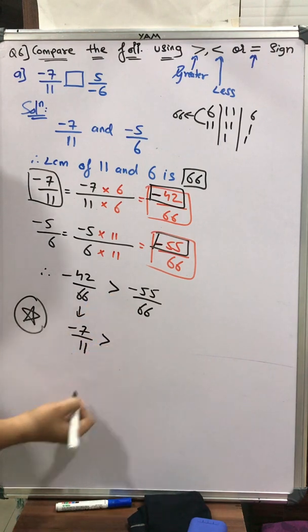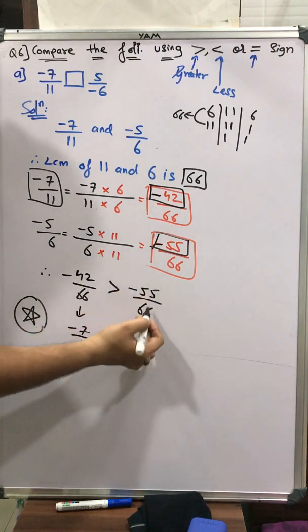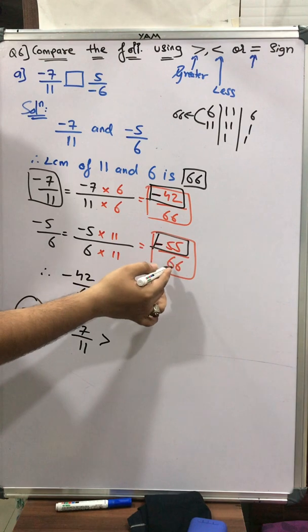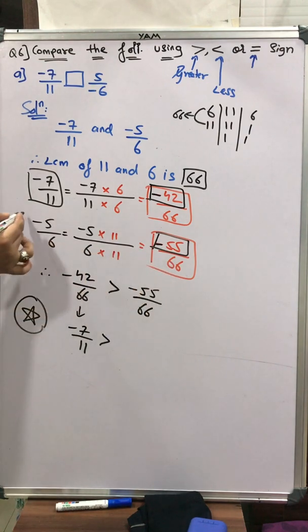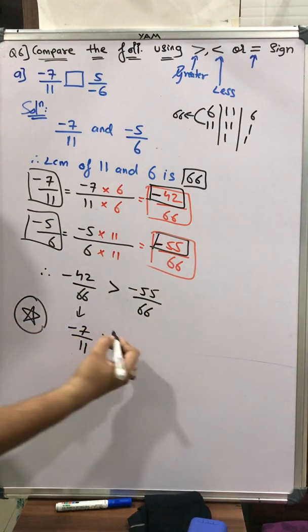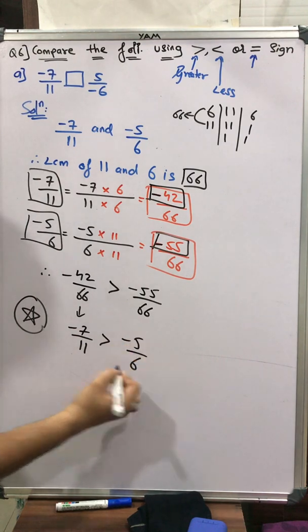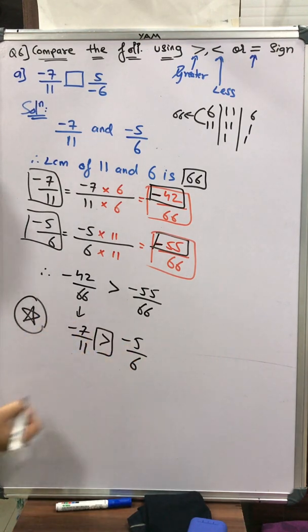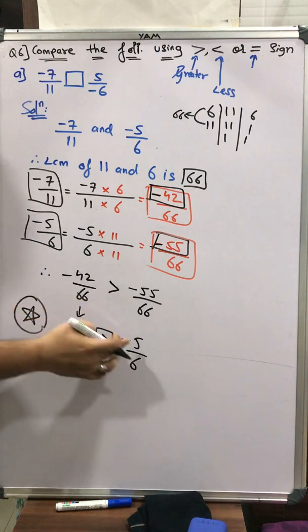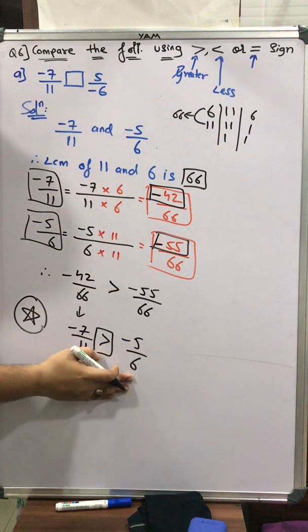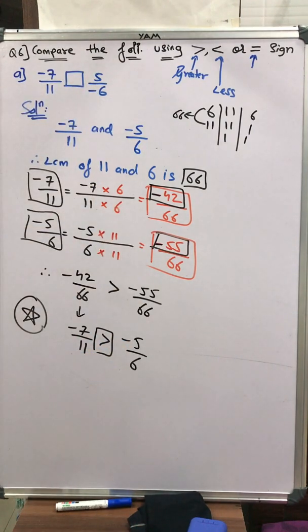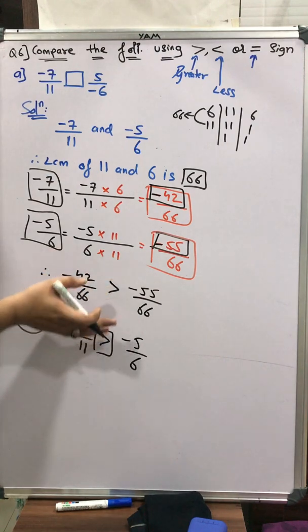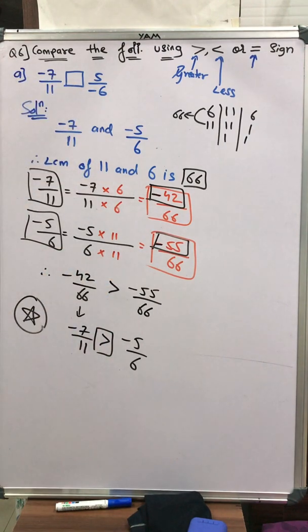Greater sign as it is greater sign. And from where I got minus 55 upon 66, I got from here, from minus 5 upon 6. So I will write here minus 5 upon 6. So this is our answer, that minus 7 upon 11 is greater than minus 5 upon 6. Hope you understood students. It's compulsory to write the answer in the form of original question.